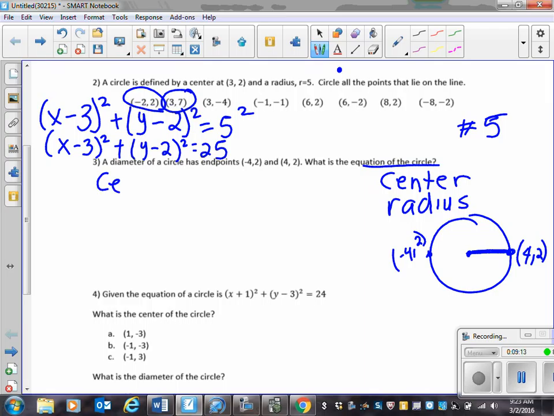To find the center, all I need to do is find the midpoint. So to find the center, you have to do a midpoint formula.